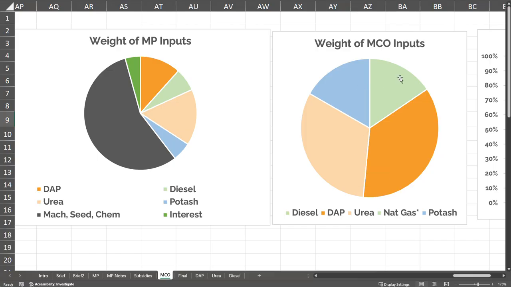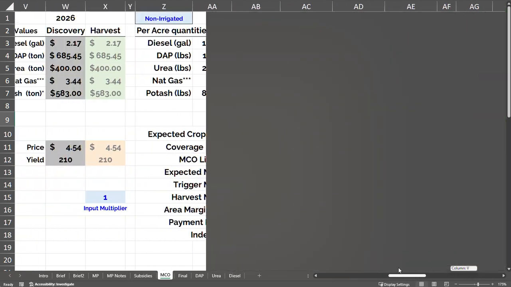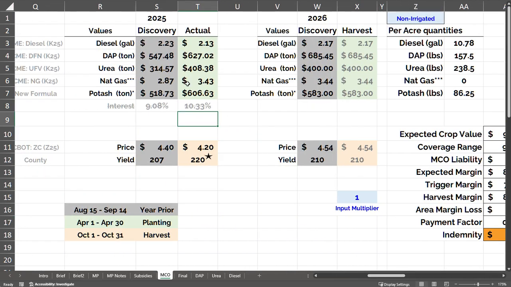And then you've got potash and diesel making up the rest of it. There would also be some nat gas in here if it was irrigated corn. Let's slide back over here. These are 2025 values. It wasn't a product in '25, but if it was, these are the values it would have been.